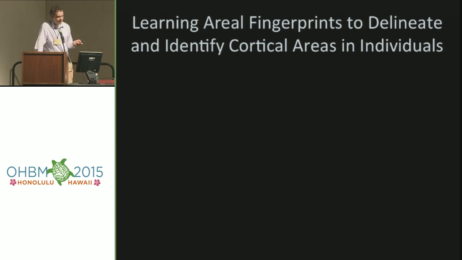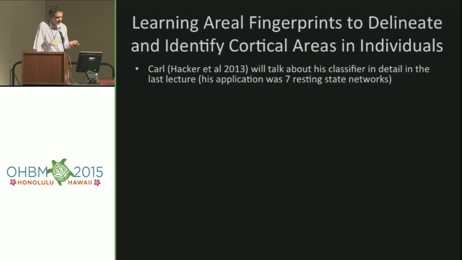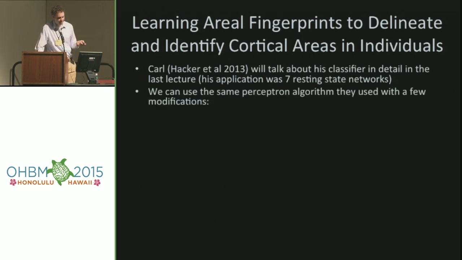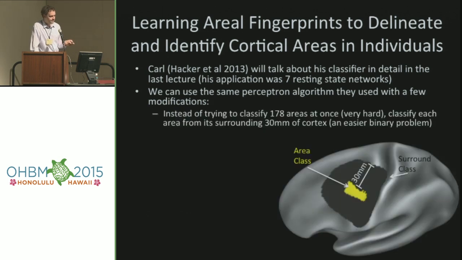So how do we do this? How do we learn areal fingerprints to delineate and identify cortical areas in individuals? Again, Carl Hacker will tell you about his classifier in detail, the methods of it. So I'm just going to tell you about the modifications we made. He worked with me on this, from his application of 7 resting state networks to my application. So we're not going to try and classify all 178 areas at once.